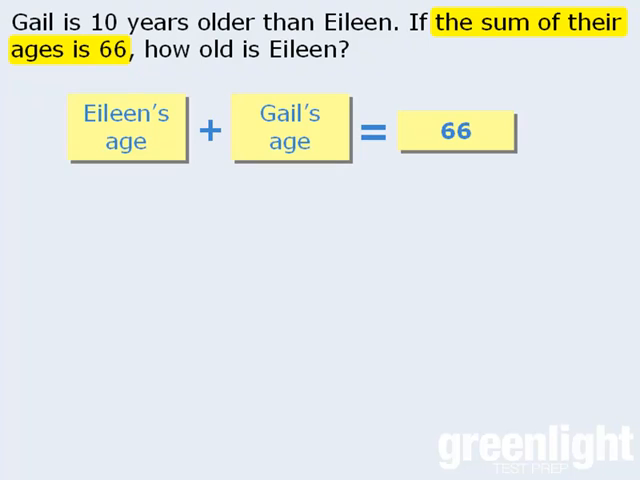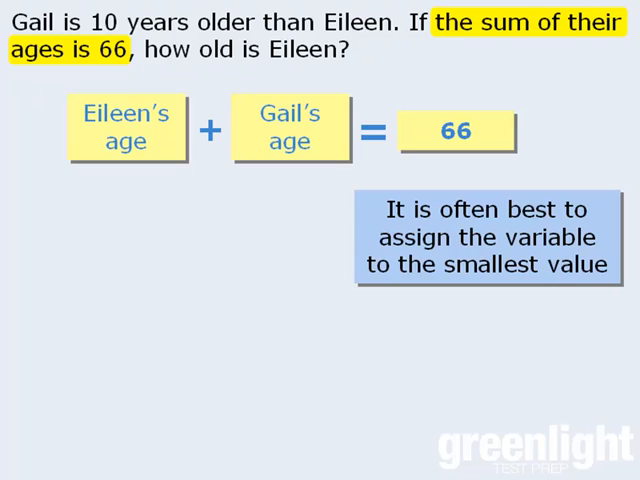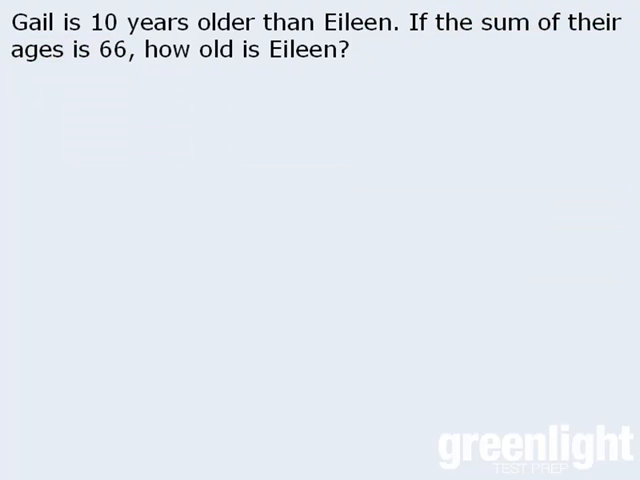Now based on this word equation, we can see that in order to write a real equation, we need to represent Eileen's age and Gail's age with algebraic expressions. Now which of these two ages should we assign a variable to? Well, another guideline for assigning variables is that it is often best to assign the variable to the smallest value. So since Eileen is younger than Gail in this question, we might consider assigning a variable to Eileen's age.